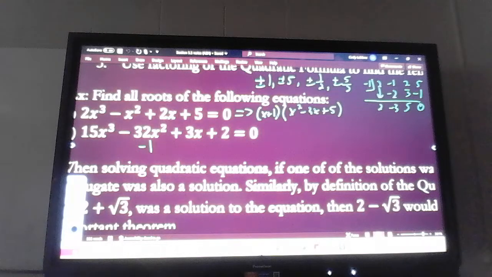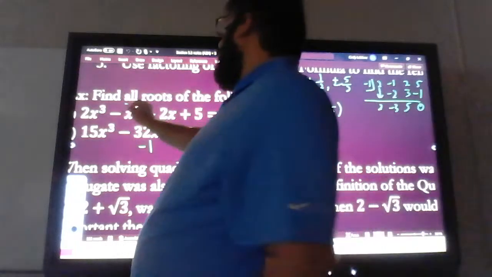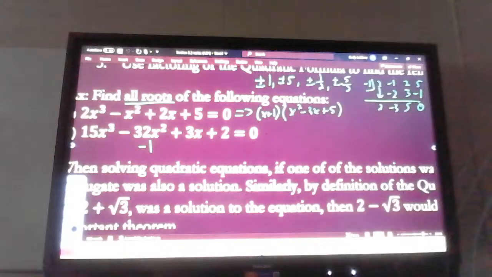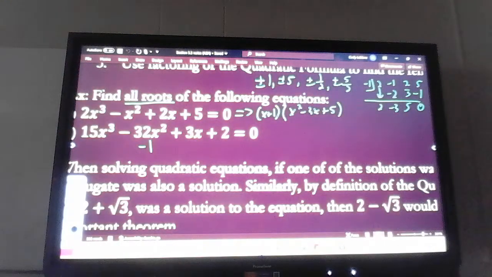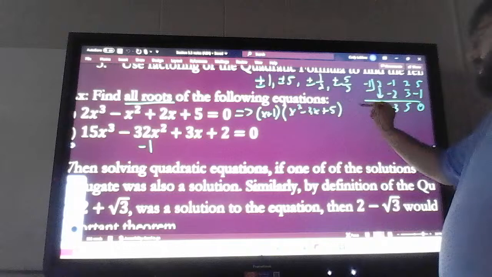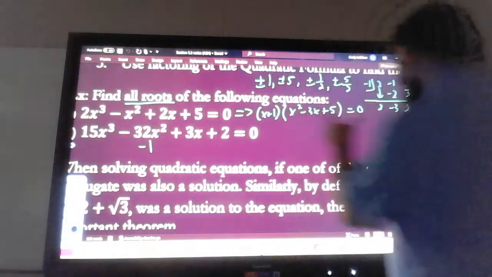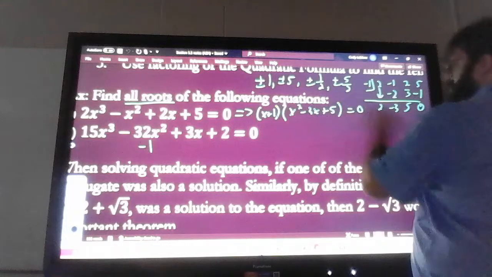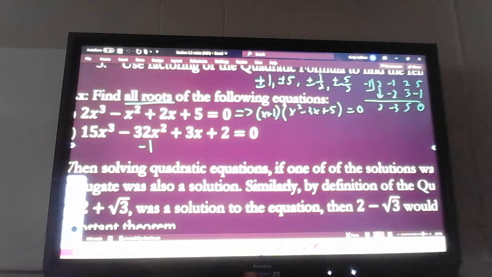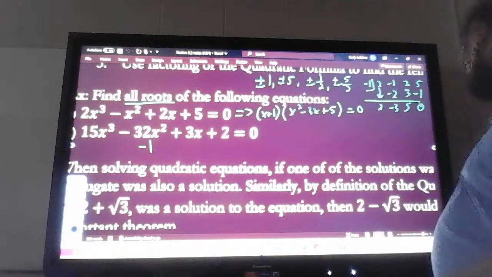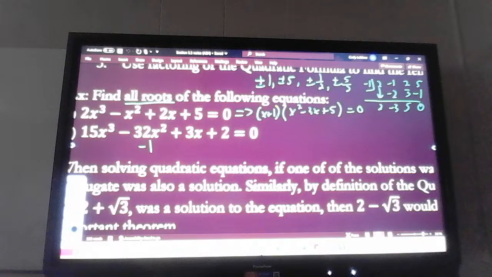But I'm not done yet, because remember, I'm looking for all the roots here. -1 is a root. I know that if this is equal to 0, x could be equal to -1. I need to figure out what kind of solutions I'm going to get from this now. And if I look at 5, the only factors are 1 and 5, so I can't factor this using the AC method. I'm going to have to use the quadratic formula, okay?